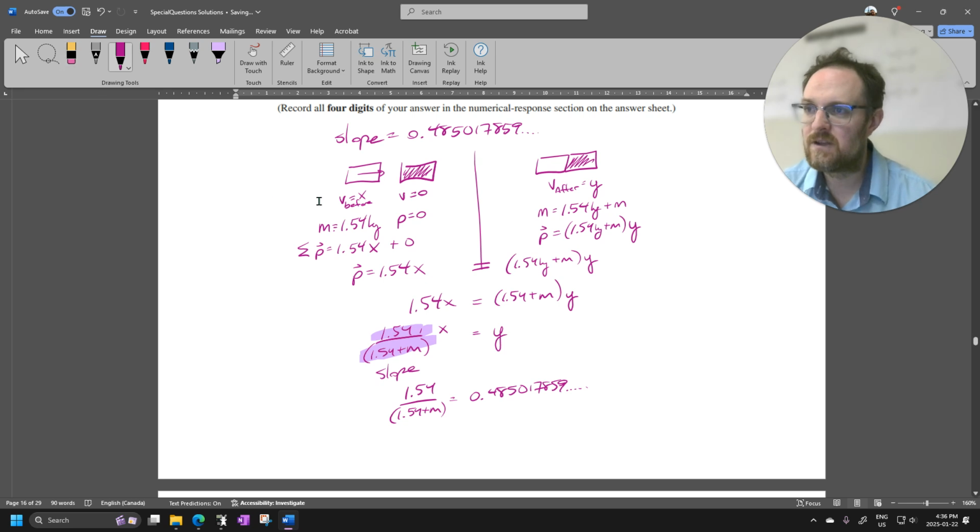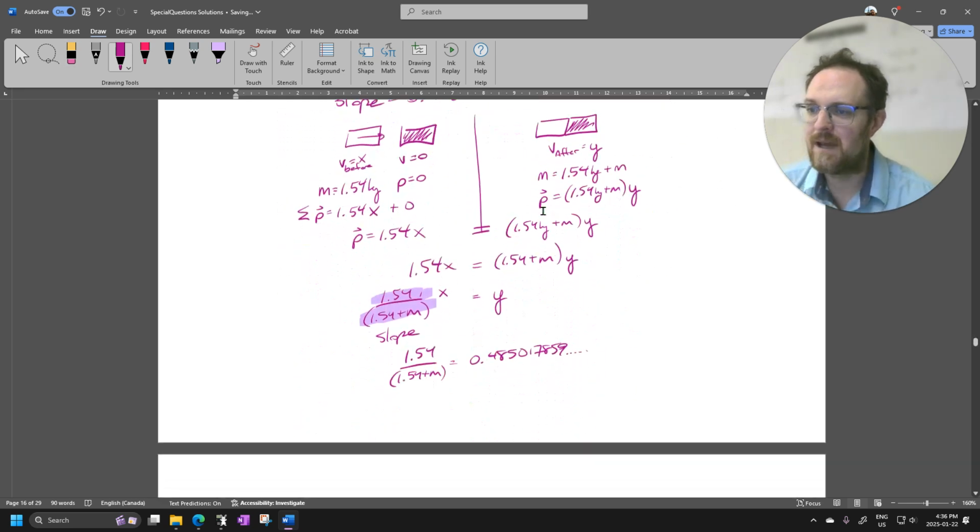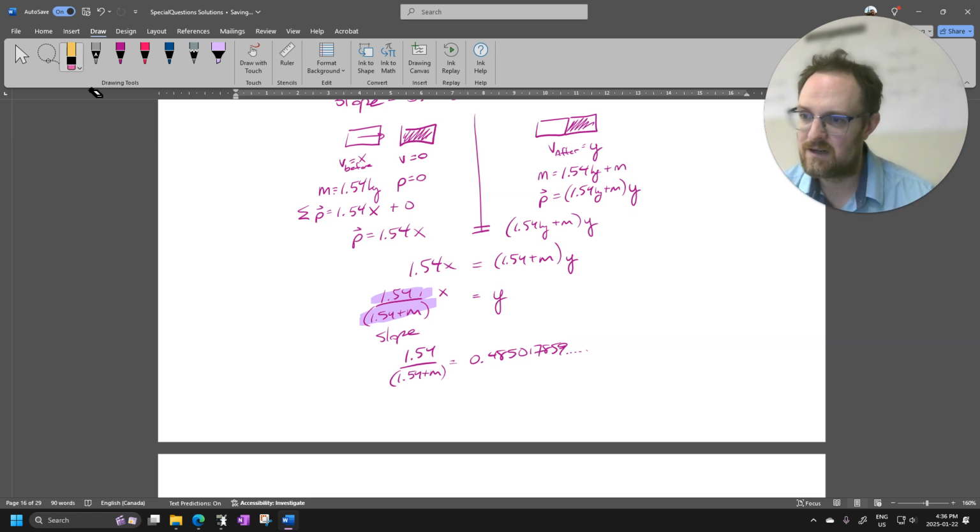Okay, now what they're trying to find here is the combined mass. They're not trying to find what the individual mass of that second car is. They're just trying to find out what this total mass on the bottom is, this combined mass. All right, that's what I want to find. So I'm going to rearrange this to get the combined mass by itself, which is going to be 1.54 divided by this slope number. So it's almost like twice as much.